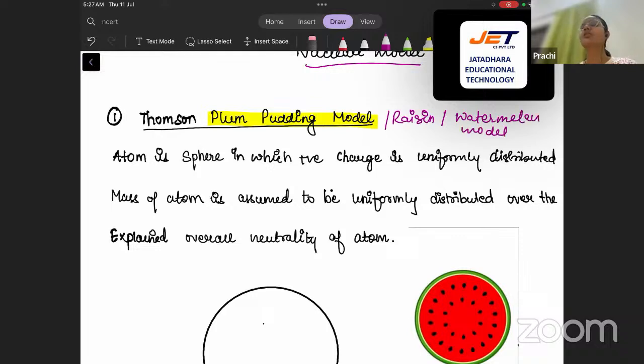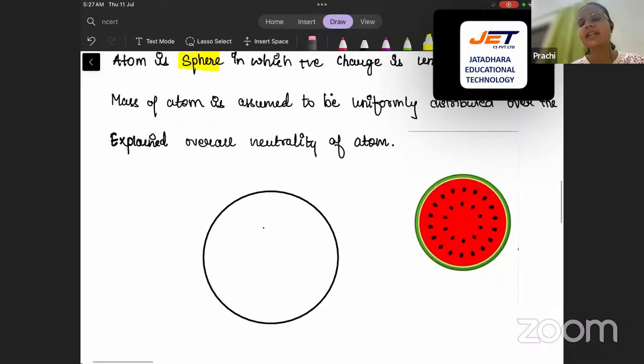You can use any of these names: the plum pudding, raisin, or watermelon model. Now let's see what he said about the atom. He said that the atom is a sphere. So the first thing he said is that the atom is a sphere. Yes, we can imagine the atom as a sphere, right?